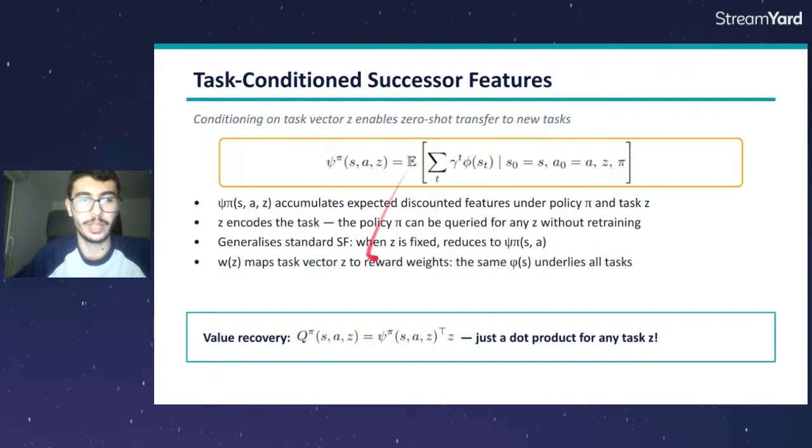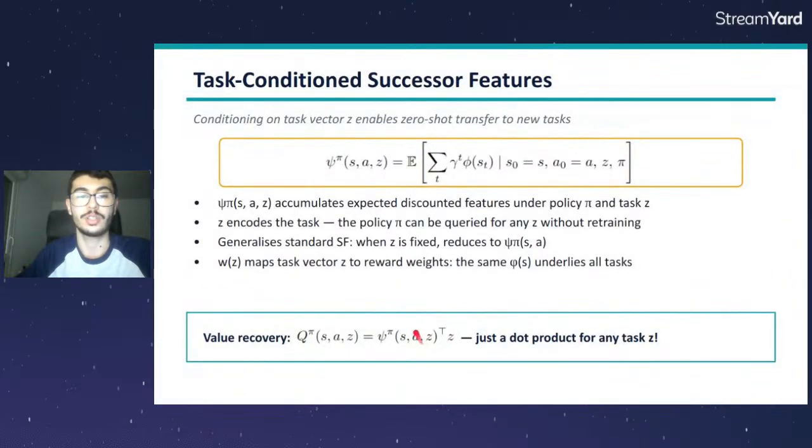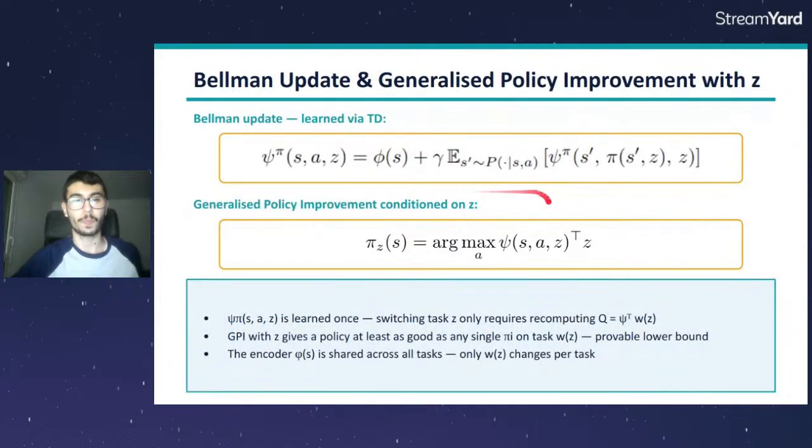And by doing this, we can do critic recovery. Previously we did only value recovery, but since we have the actions and the task vector in here, with a simple dot product, multiplying the successor features with the task Z, we can recover the critic directly. And so once we have the critic, we can do some Bellman backups, and we train the policy to maximize this critic. So the policy is going to try and find the best action. Yes, exactly.